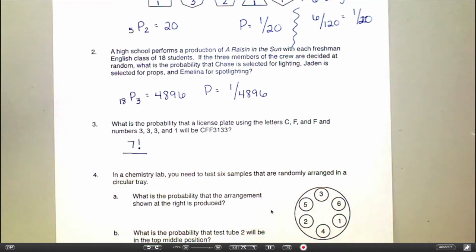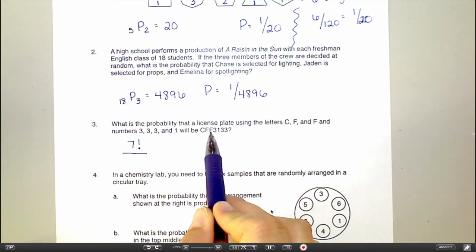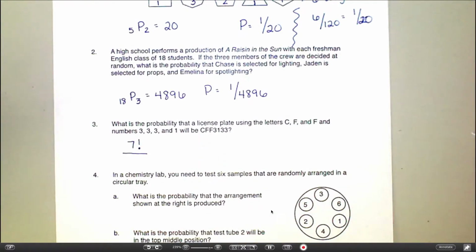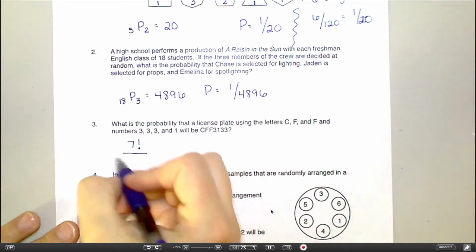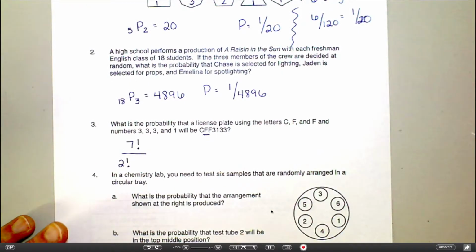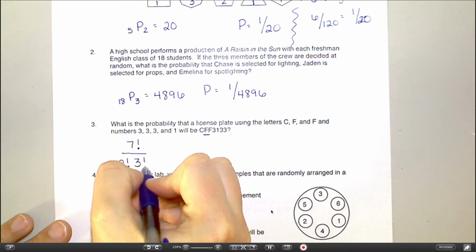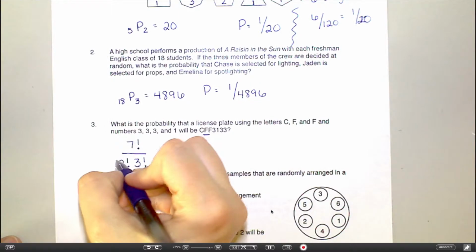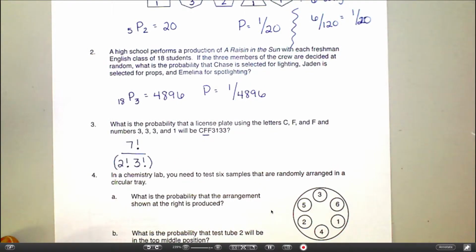But when I make those 7 factorial arrangements, if I were to put this F here and this F here, or if I were to switch the F's, I would still want to count that as really the same arrangement, right? So I want to take out however many duplicates I get. I have 2 F's, so I'm going to put 2 factorial under here. What else do I have that's a duplicate? 3 3's, so I'm going to put a 3 factorial under here. So I want to do 7 factorial divided by 2 factorial and 3 factorial. Probably going to have to put that in parentheses in your calculator.